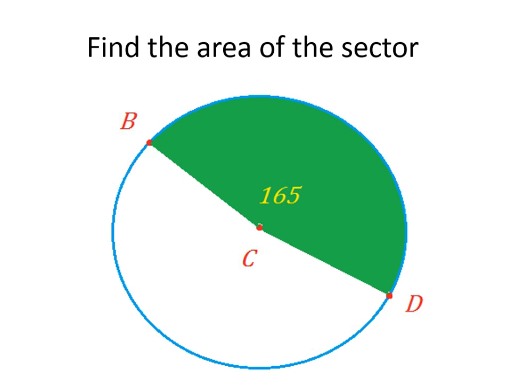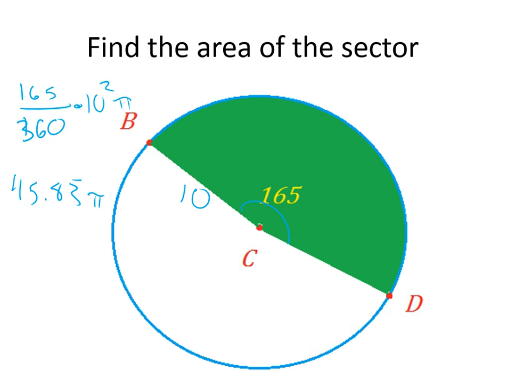All right, so find the area of this sector. So again, this is the sector, not the segment. So the sector here, remember area of a sector. Let's say the radius is 10 in this case. So the sector is 165 over 360. Remember, the central angle divided by 360 multiplied by the area of the circle, 10 squared pi. And then from here we would multiply the rest of the way through, and we get about 45.83 repeating pi units squared.